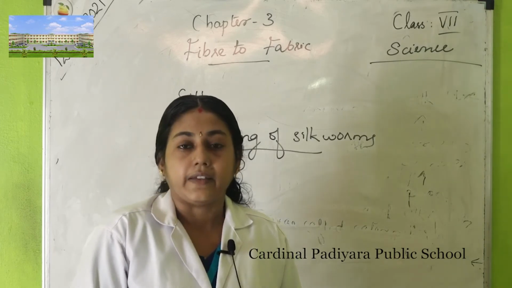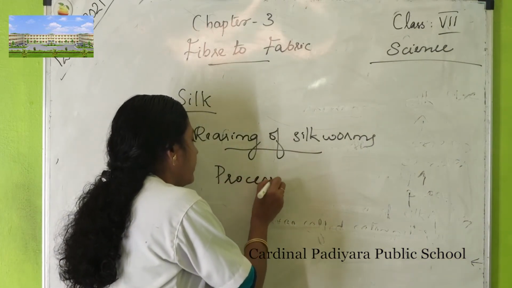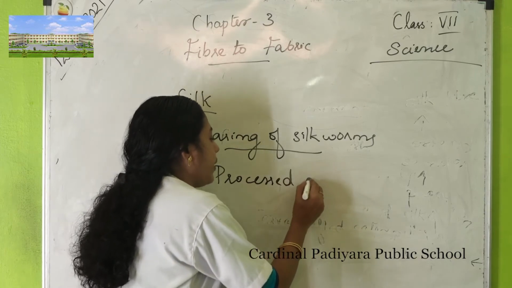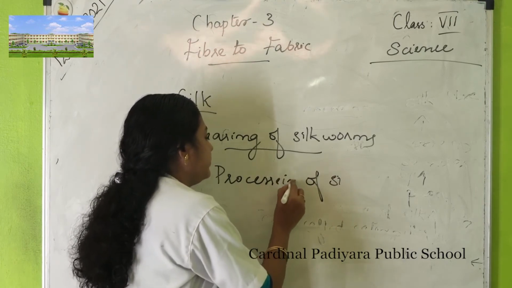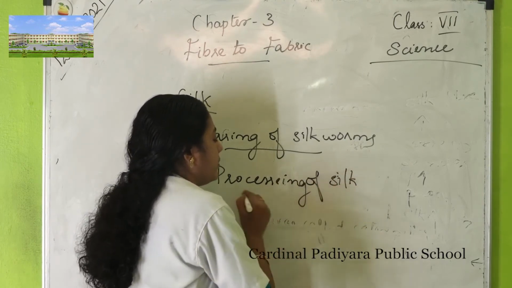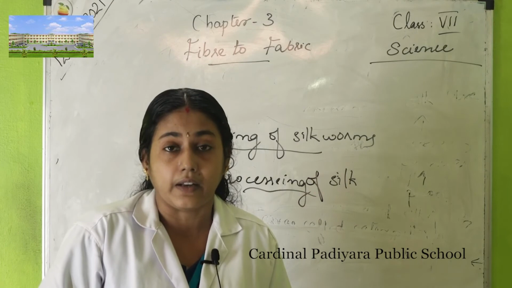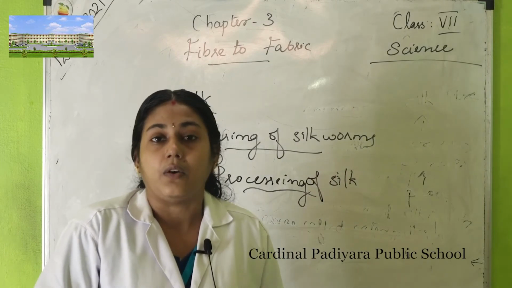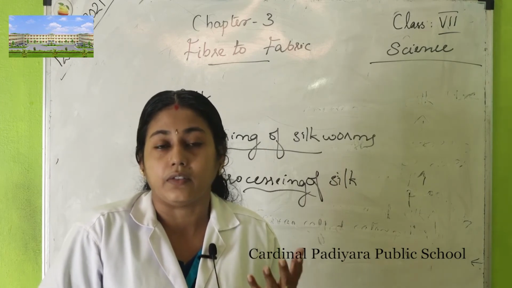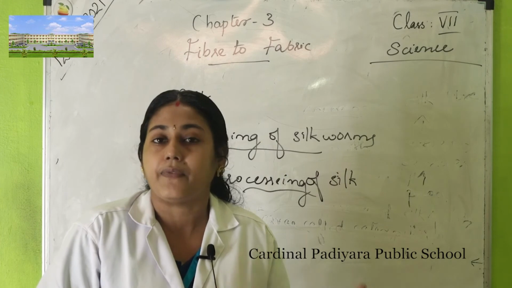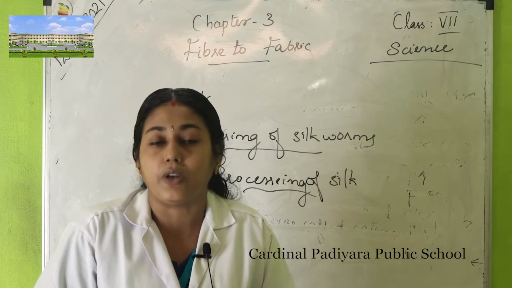And then the next step is processing of silk. How silk is processed, or how silk is obtained. We studied how silkworms are reared for obtaining silk. The eggs of silkworms are sold to farmers, and the eggs are stored in suitable hygienic conditions, and when the favorable season comes, the farmers hatch the eggs to produce the larvae.